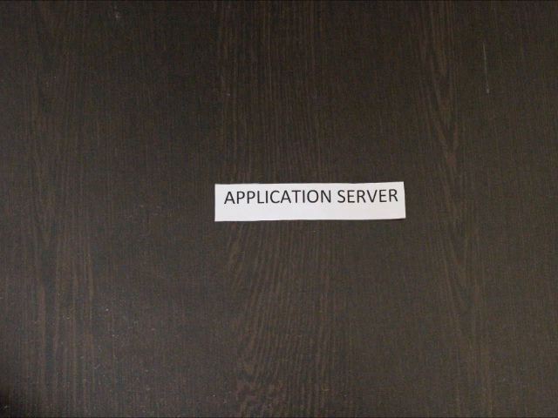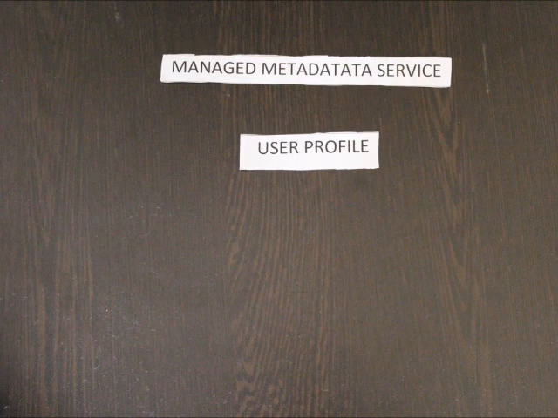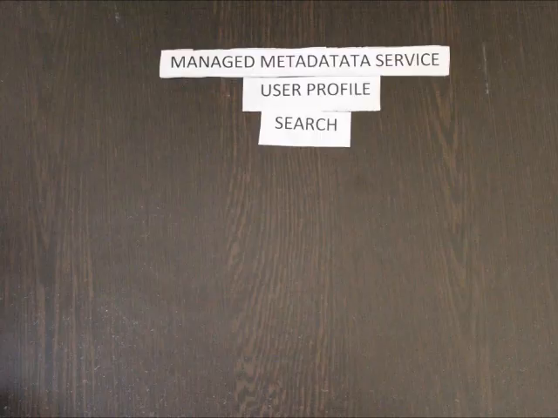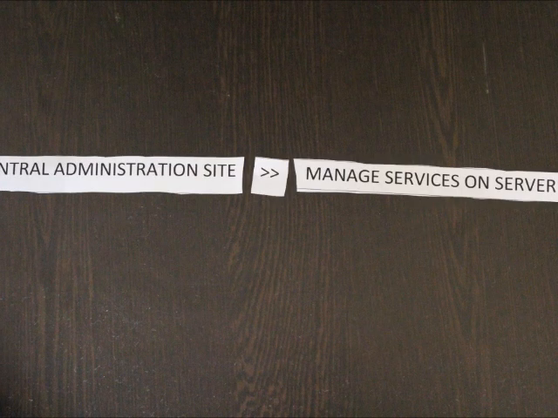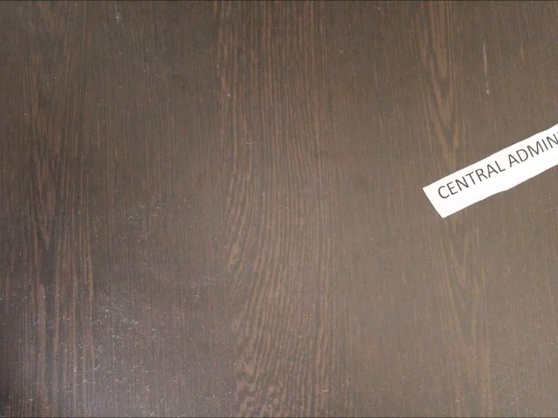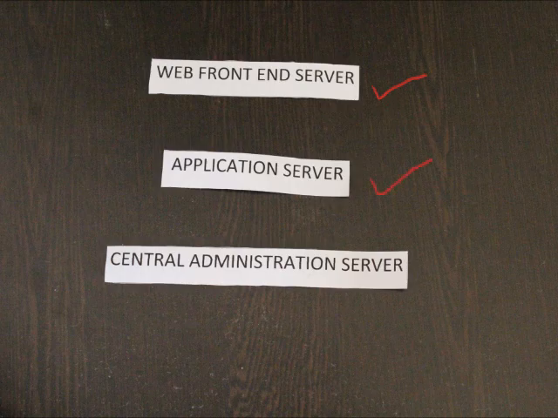Now that we've talked about a web front-end server, let's go to an application server. What exactly does an application server mean? An application server is a server which runs any application on a SharePoint server. An application could be a managed metadata service, it could be a user profile service, or it could be a search service. And making a server an application server is also straightforward and simple. You would have to follow the same methods that you did for a web front-end server. You would have to go to your central administration site, click on services on server, and then start the required applications.